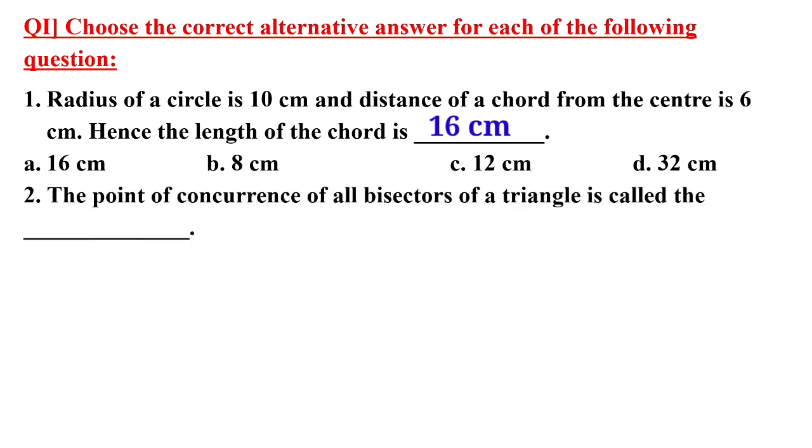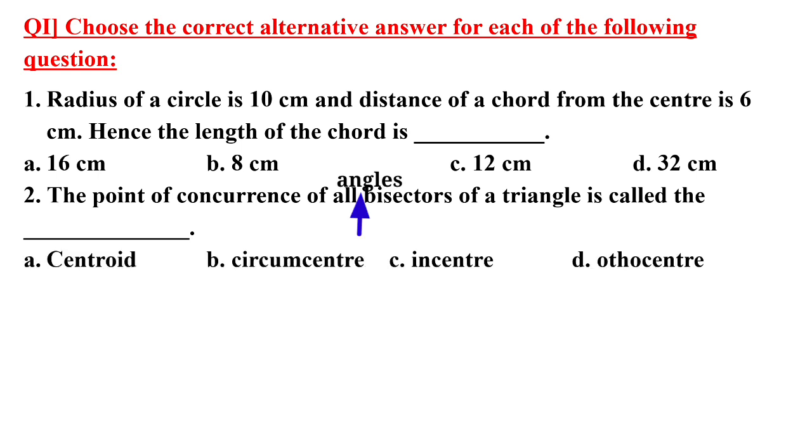The point of concurrence of all angle bisectors of a triangle is called the dash. Here angle will come. When we are doing angle bisectors, what are we getting? Incenter. It's called the incenter. The answer will be incenter. So here you have to do the correction: the point of concurrence of all angle bisectors. Okay.